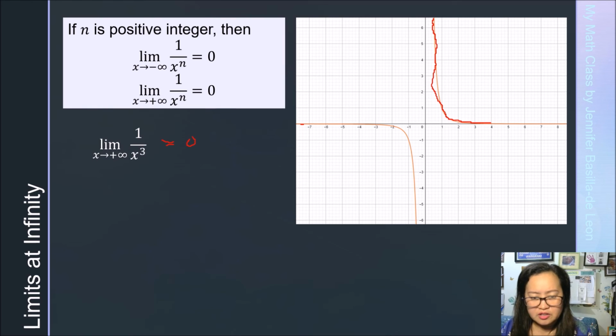Now what if we have the limit of 1 over x cubed as x approaches negative infinity? So negative infinity, right to left. Okay, so we consider this, we trace this. Then take note that it's also asymptotic to the x-axis. Therefore, this expression is also equal to 0.